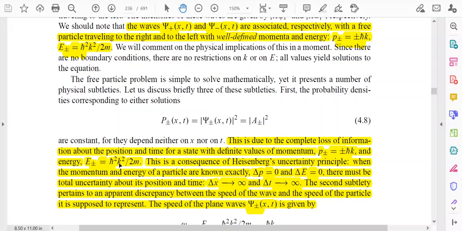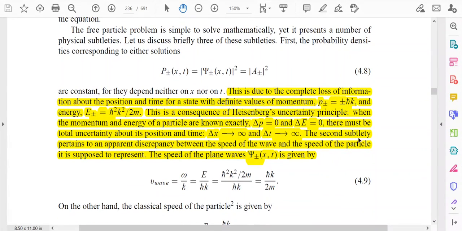Why? Because this is a consequence of Heisenberg's uncertainty principle. When the momentum and energy of a particle are known exactly, then what will happen? The uncertainty in the momentum becomes 0, delta P equal to 0, and the uncertainty in the energy, delta E, is also 0. There must be total uncertainty about its position and time. So as delta P is 0 and delta E is 0, delta X becomes infinity and delta T becomes infinity. That means there is total uncertainty about the position and time.